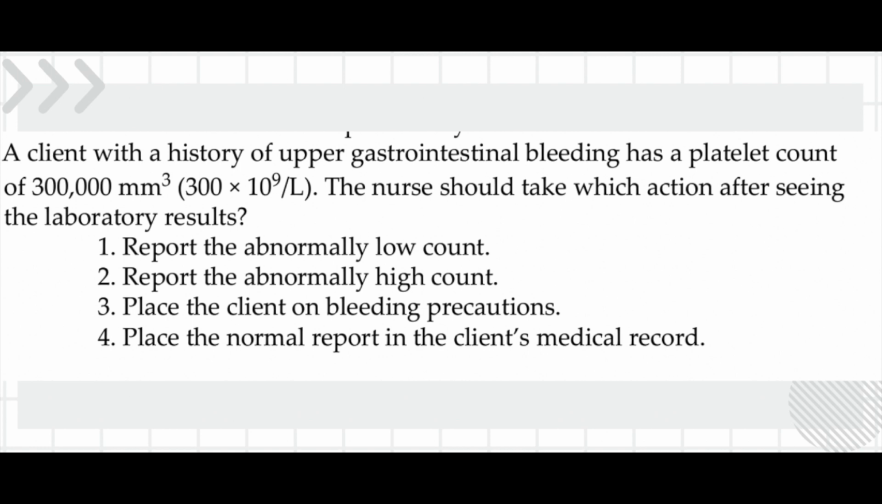This question, we have a client with a history of an upper GI bleed with a platelet count of 300,000. The nurse should take which of the action after seeing these laboratory results? Okay, so we have 300,000. Should 1, the nurse report the abnormally low count, 2, report the abnormally high count, 3, place the client on bleeding precautions, 4, place the normal report in the client's medical record.